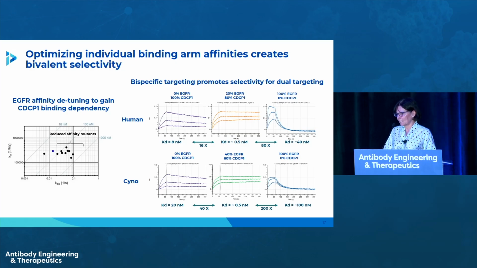Here's an example of a different binder where if you only put EGFR, or only CDCP1, or both targets down on a chip, you can see the binding curves shown there. And in the context of having both targets on the chip, you can see a very pronounced binding activity when both targets are present, even when the EGFR binder is very, very low affinity.